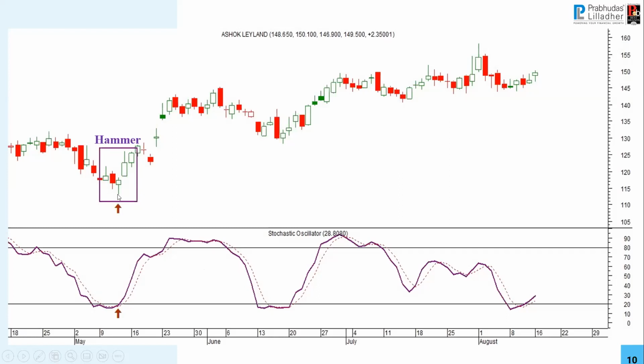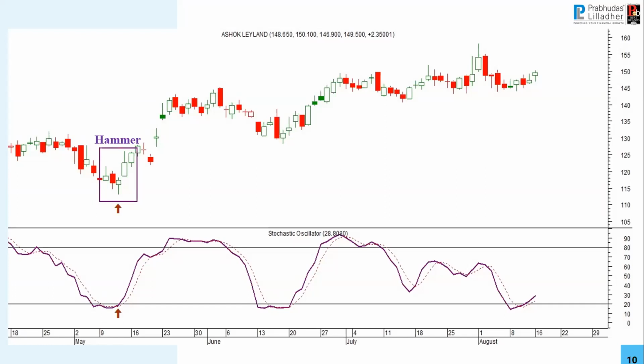So as soon as you see that there is a hammer formation, the stochastic also is getting out of the oversold zone. That implies that yes, the stock is ready for an upward move. So place your buying bets right there with the stop loss below the lowest low point of that hammer. So this is how the stochastic has helped us to further bring confirmation to our buying view.